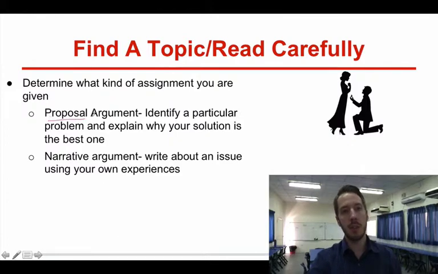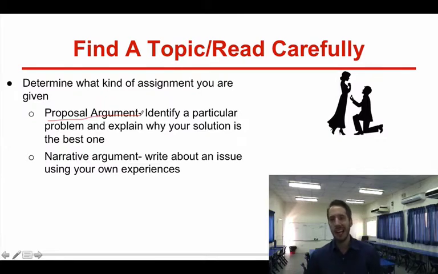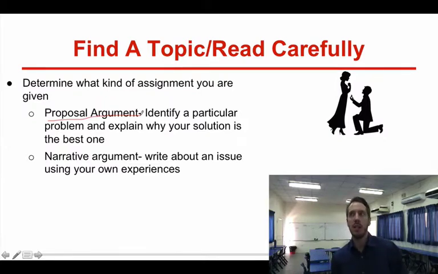What about a proposal argument? Okay, so I am the mayor of a town or a large city, and I want to know what would be the most cost-effective and most efficient way that we can generate power and energy for our city. We're going to throw out all different options: nuclear, coal, wind, solar. Tell me which one's going to be the best.